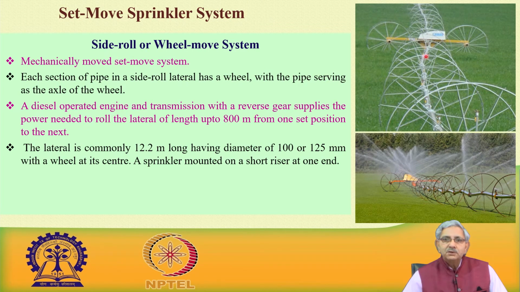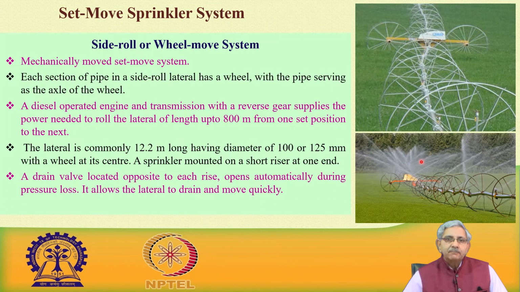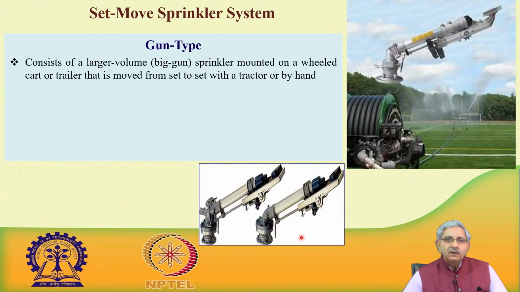This is what you see here, how the sprinkler is mounted on this one, and it is in action. A drain valve is located opposite to each riser and opens automatically during pressure loss. It allows the lateral to drain and move quickly. So, this is the arrangement we have here.